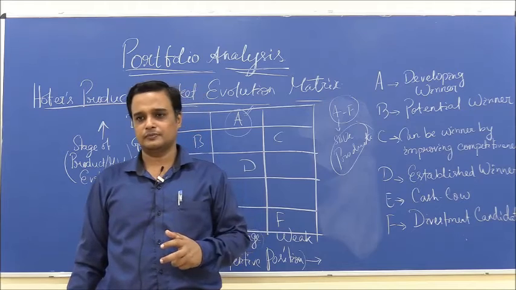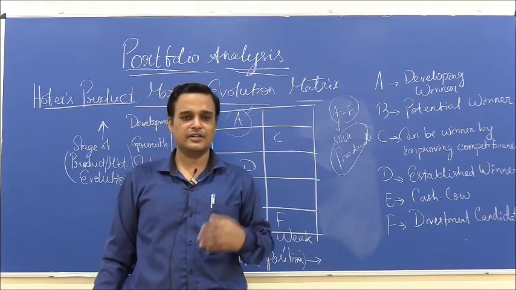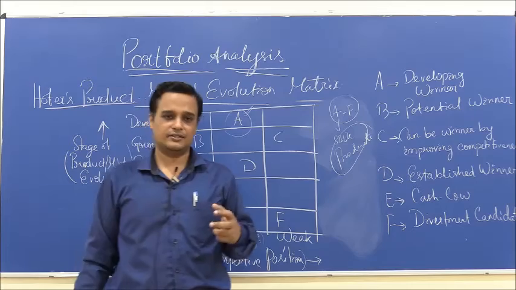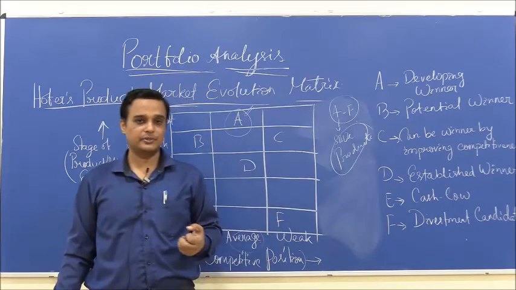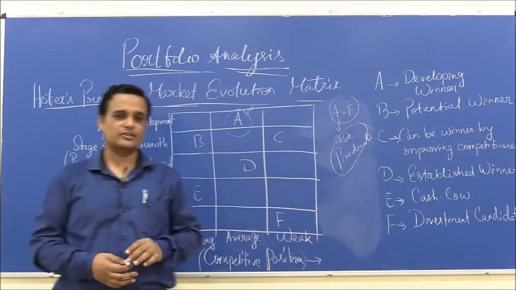So, Hofer's, GE 9-cell and BCG are for conglomerates, for diversified companies with multiple product lines. I hope you have understood the tool.